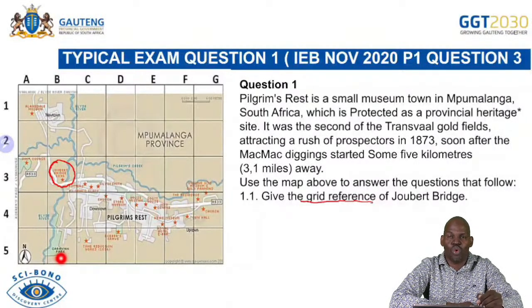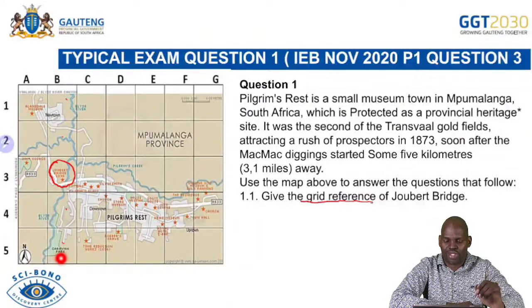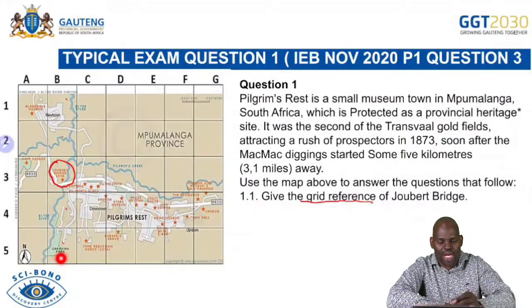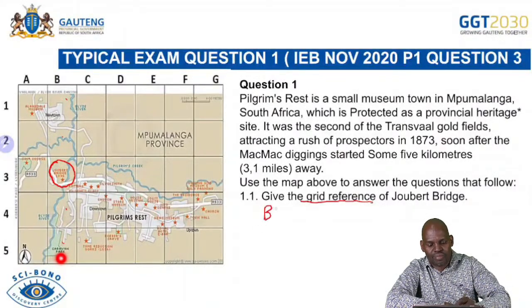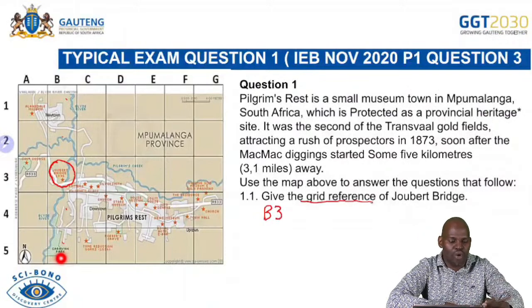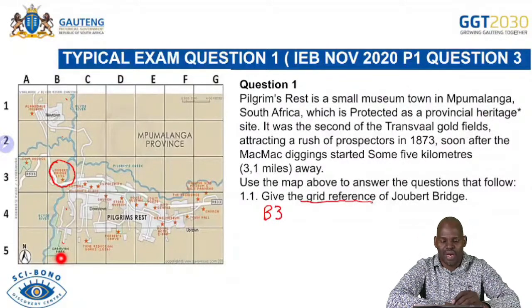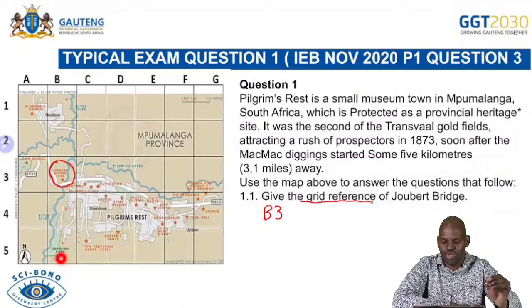But again, if you look at this one, can you say this is B? Yes, but you can't just say it's B only because this is B, this is B, this is B, this is B, and this is also B. So it means you need to specify which block is Joubert Bridge. So in this case, you're going to say it's B3. It's in block number B3, and that is the grid reference of Joubert Bridge.